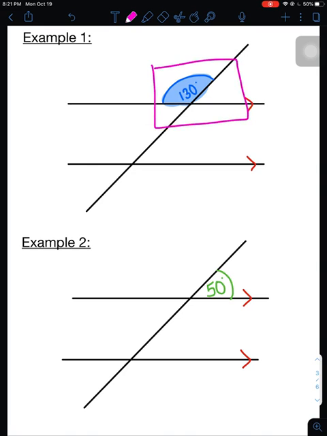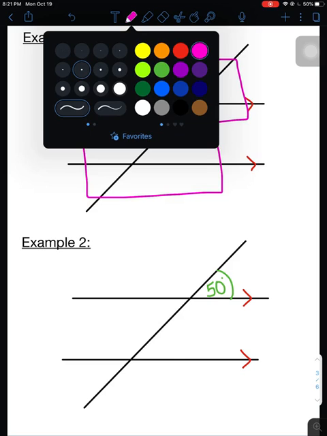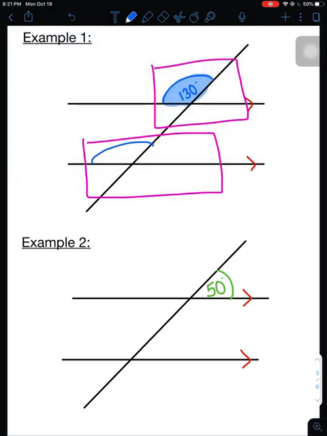Let me use a different color. So this is my top group, this is my bottom group, and the corner that matches, so this 130 is on the top left corner right here. The one that matches it is the top left corner over here. So that means that this is gonna equal 130.